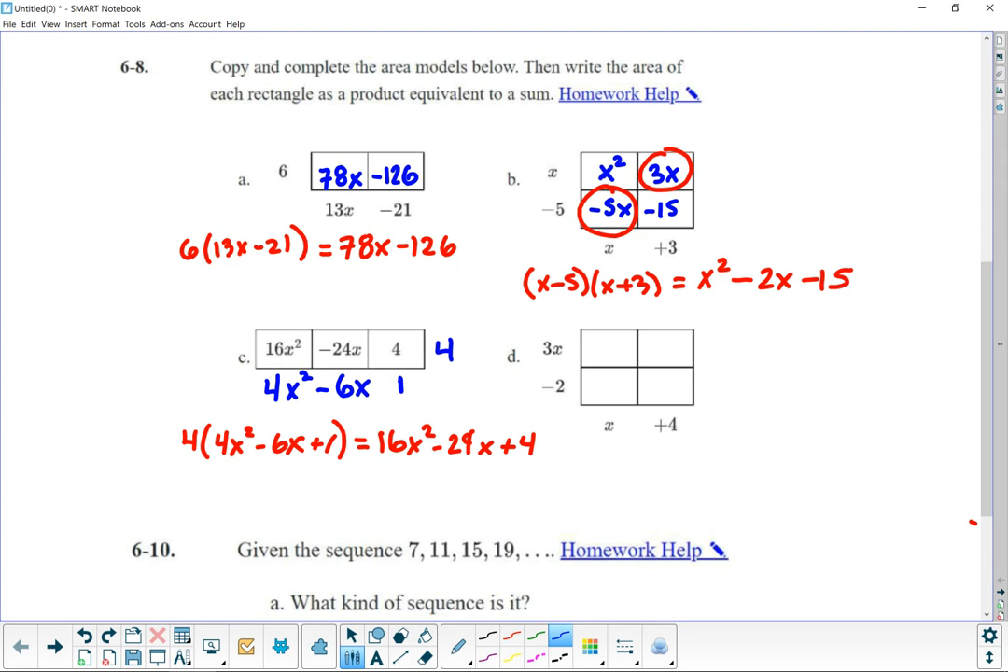Correction. This one is going to be just like how the letter B was. Negative 2x and negative 8 and 12x, right? Because we're just multiplying it. The product is going to be x plus 4 and 3x minus 2. The sum is going to be the stuff on the inside, which is going to be 3x squared. We have to add negative 2x and 12x, which makes positive 10x, and then minus 8. So that's a product, and that's a sum.